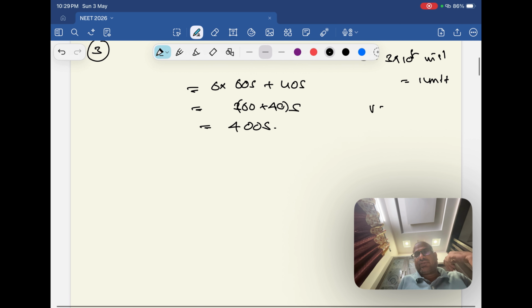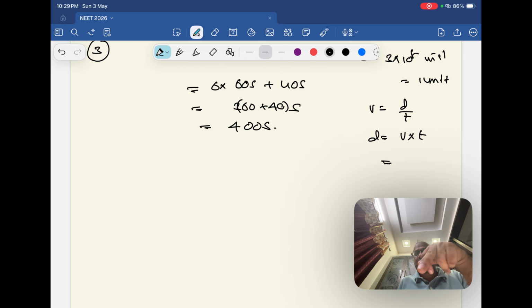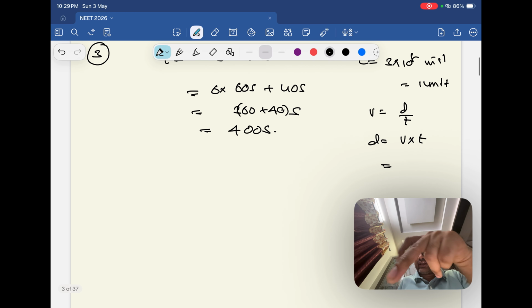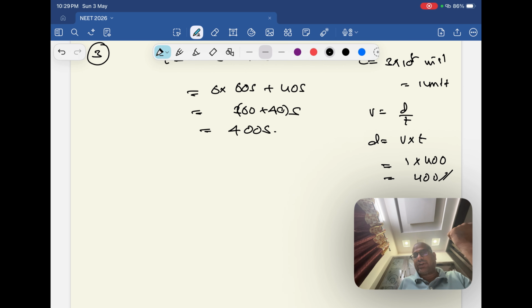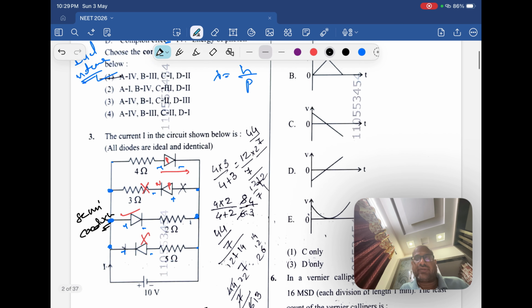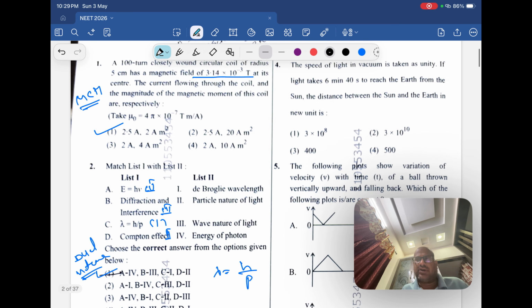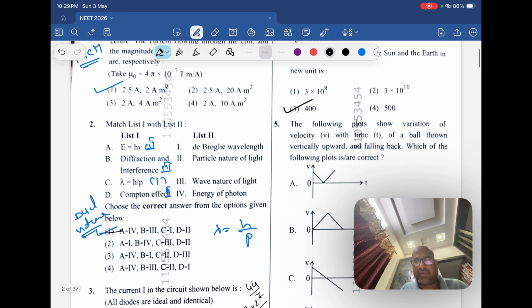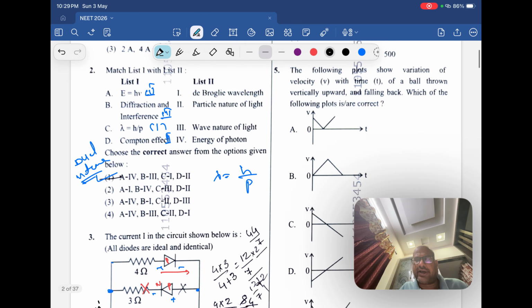So speed is equal to distance by time, so distance will be speed into time. Here time is 400 seconds, and speed of light in vacuum is taken as 1 unit. So this is 1 unit and the time will be 400 units, you can say seconds. This will be equal to 400. In the new system the distance will be 400 units. So the distance between sun and earth in new units is equal to 400. Okay, and the next question is based on, I think, kinematics.